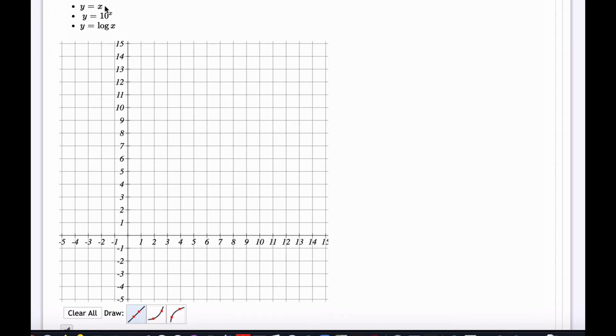So you graph this line y equals x just so maybe you can see the reflection a little bit better. You're sketching y equals 10 to the x power. Think exponential graphs, so maybe you know something about that. A equals 1, b equals 10 in this case. And then here's a logarithmic graph.